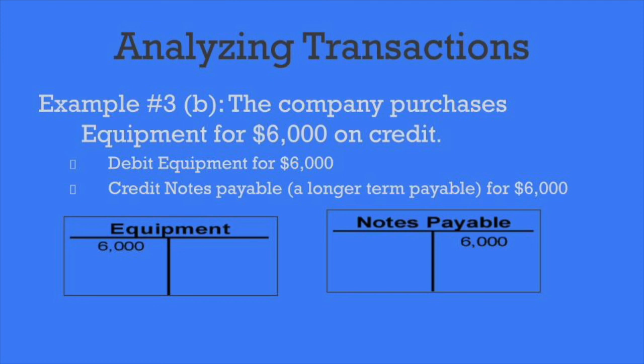And normally when we buy something fairly large, like a piece of equipment, we have a longer term payable. That's a little bit different than accounts payable. Accounts payable is short term. A notes payable is usually used for a longer term loan. So let's assume that the loan on this is longer, the longer payment. So let's say that this is going to be a notes payable for $6,000, and notes payable will be a credit.